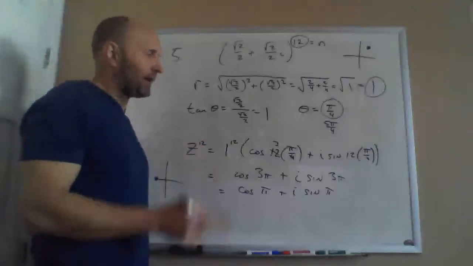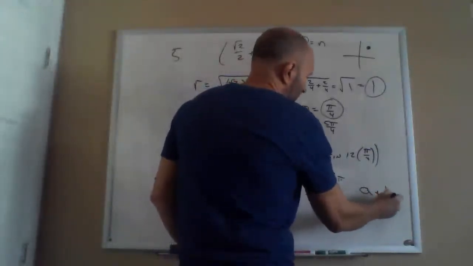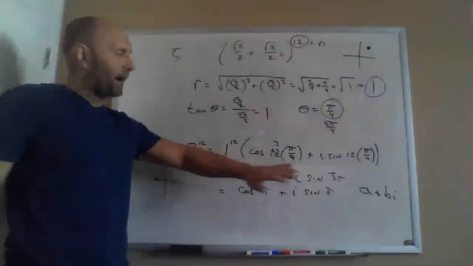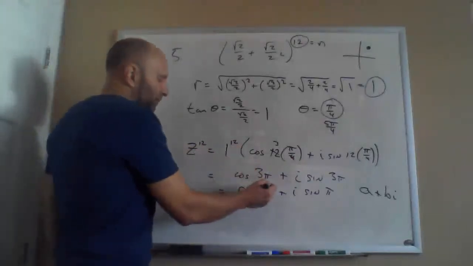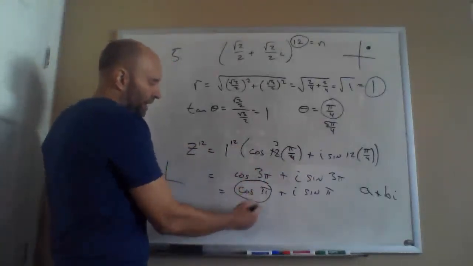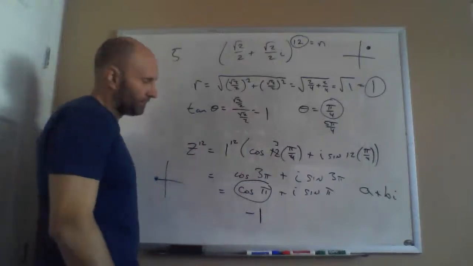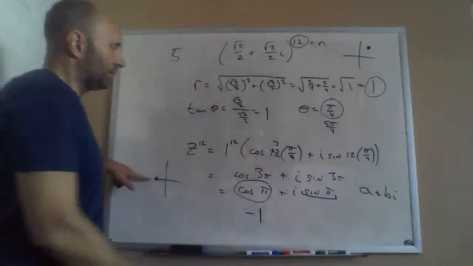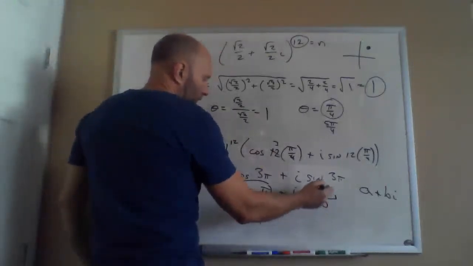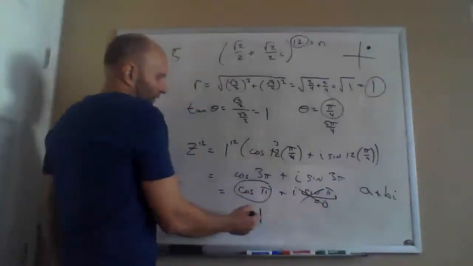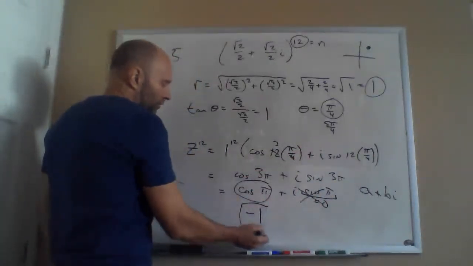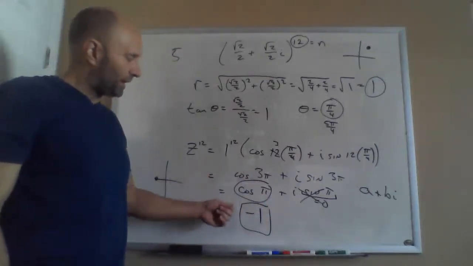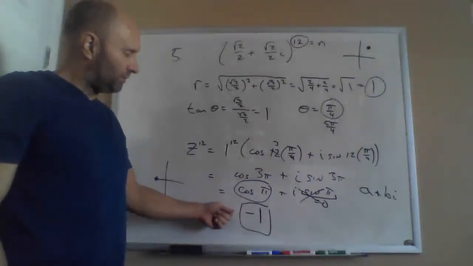But WebAssign specifies write your answer in A plus BI form. So it doesn't want any trig functions or pi or any of that. So I need to convert both of these to numbers. Well, cosine of pi is what? That's -1. And sine of pi, so that's over here on the left, that's 0. So this piece is 0, so the whole thing is 0. So therefore, this is -1 plus 0, so just -1, because it specifies it wants the answer in A plus BI form, so that gives it the value -1.